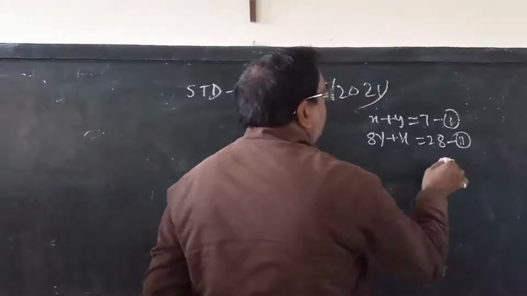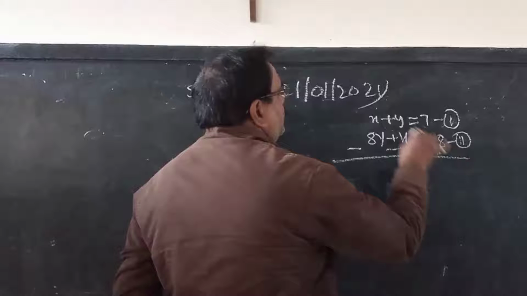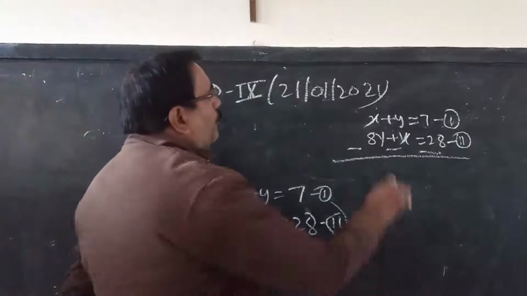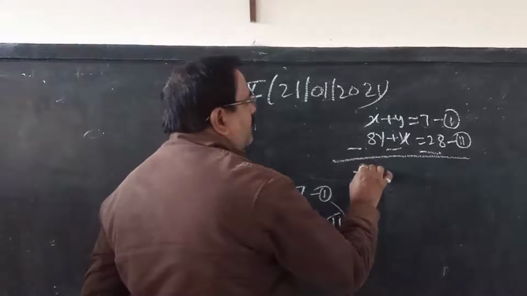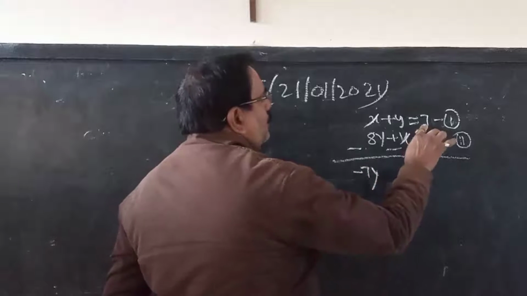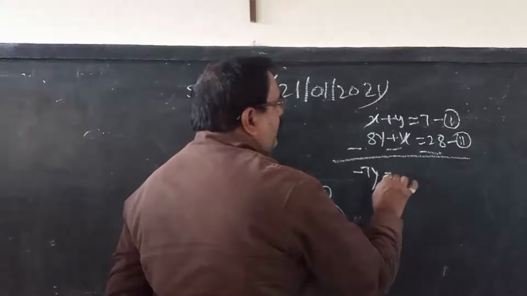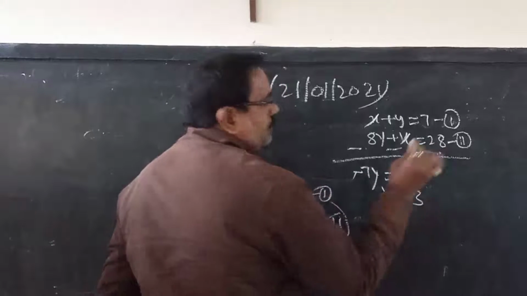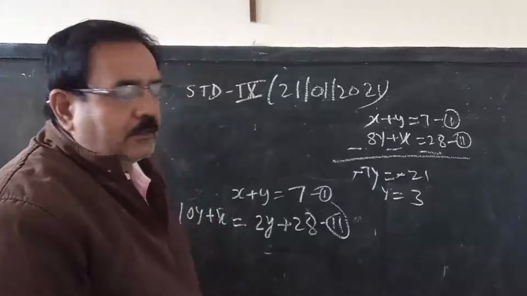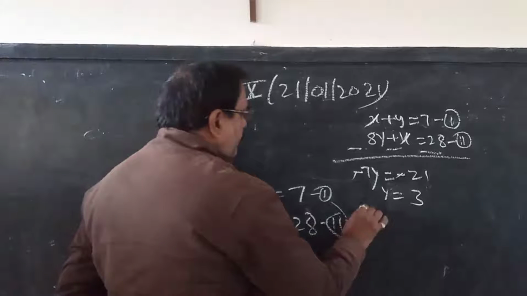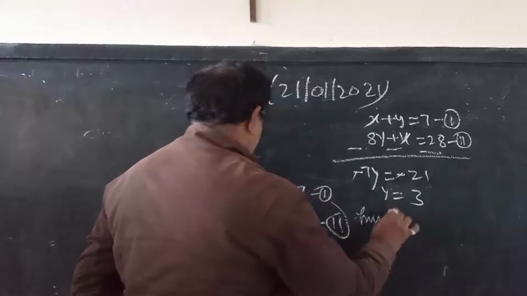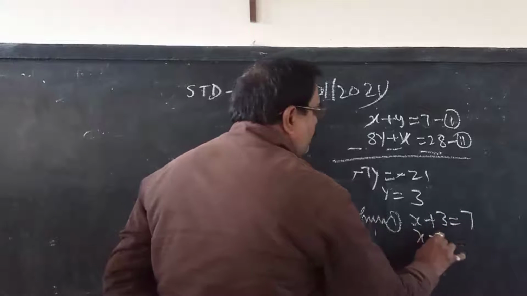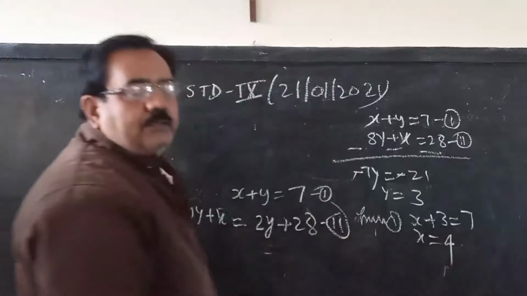This is the second equation. Subtract it. This x will be cancelled. Now plus y minus 8y is minus 7y. Now plus 7 minus 28 is minus 21, cancel, y is equal to 3. Right. Now from the first, x plus y, y is 3, that is equal to 7. So x is equal to 4.